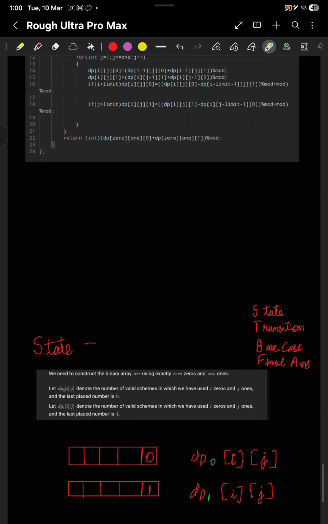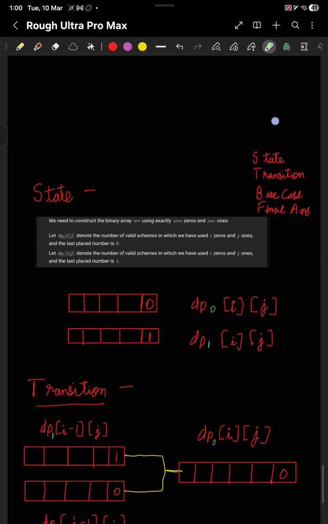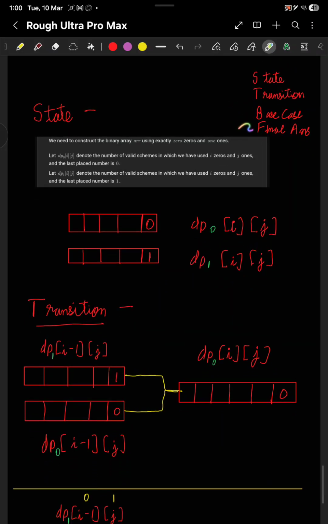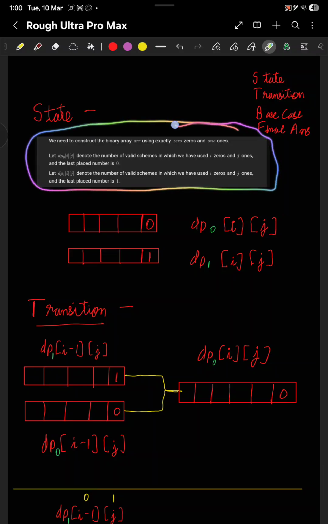I'll be explaining the editorial solution of the medium problem. This is the official editorial solution of Leetcode, which uses DP to solve the problem. We need to discuss all these things: first the state, then the transition, then the base case, then the final answer. So let's start with the state. This is the solution of the editorial, and I'll be explaining this.